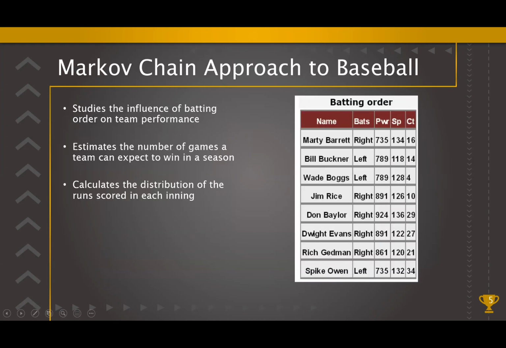A 1997 study in the Operations Research journal uses the Markov chain method not only to evaluate individual players, but also the team's performance as a whole. This paper studies the influence of batting order on team performance, estimates the number of games a team can expect to win in a season, and calculates the distribution of the runs scored in each inning.